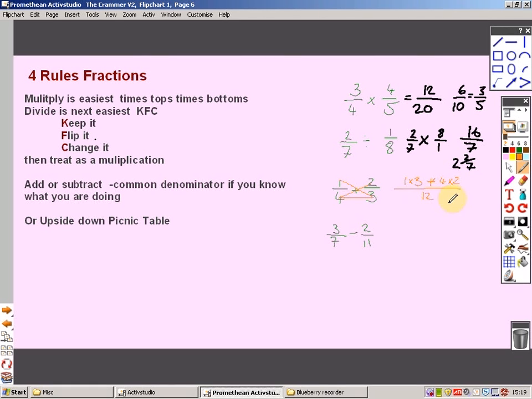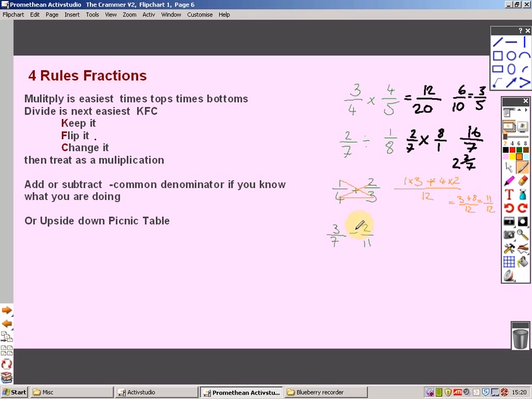I'm now going to work that out. 1 times 3 is 3, 4 times 2 is 8, divided by 12, then 3 add 8 is 11, so it's 11/12. Final answer there.